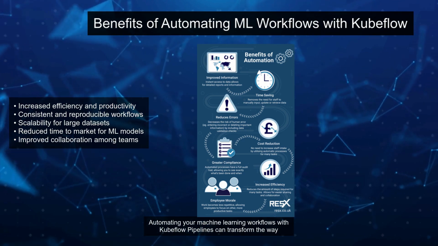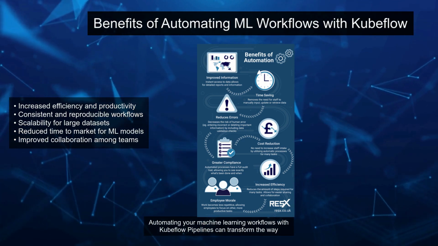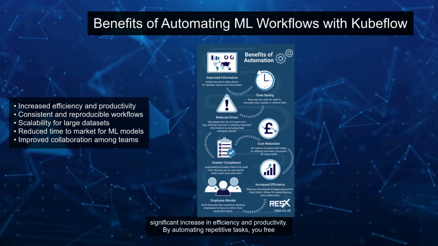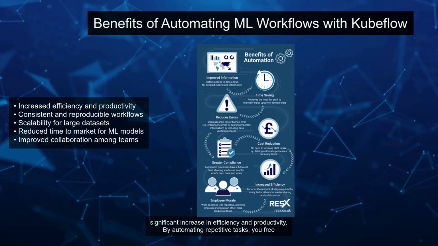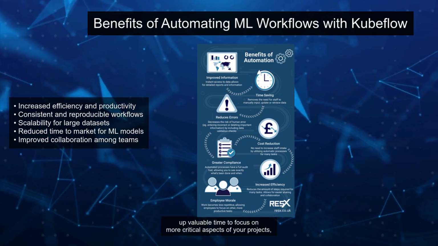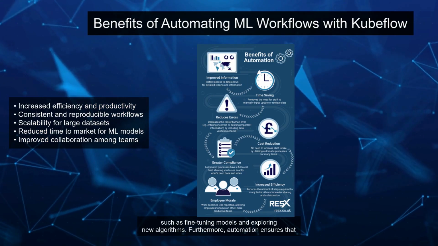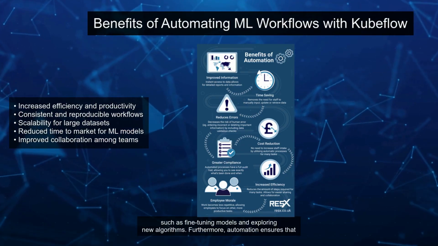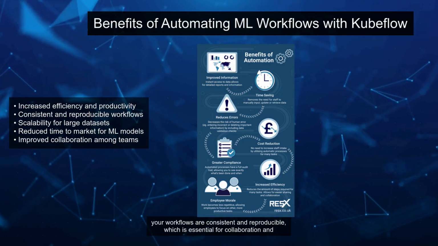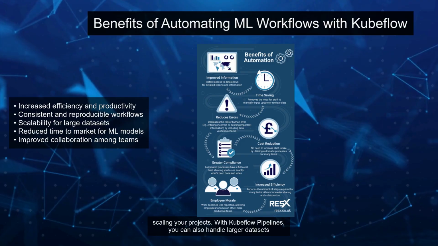Automating your machine learning workflows with Kubeflow pipelines can transform the way you approach data science projects. One of the primary benefits is the significant increase in efficiency and productivity. By automating repetitive tasks, you free up valuable time to focus on more critical aspects of your projects, such as fine-tuning models and exploring new algorithms. Furthermore, automation ensures that your workflows are consistent and reproducible, which is essential for collaboration and scaling your projects.